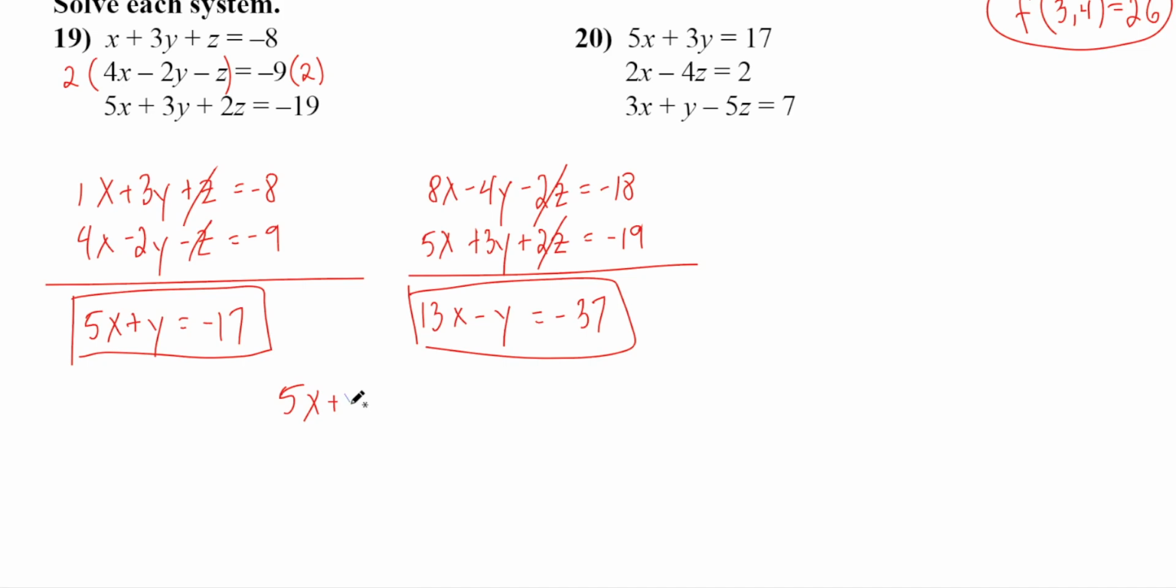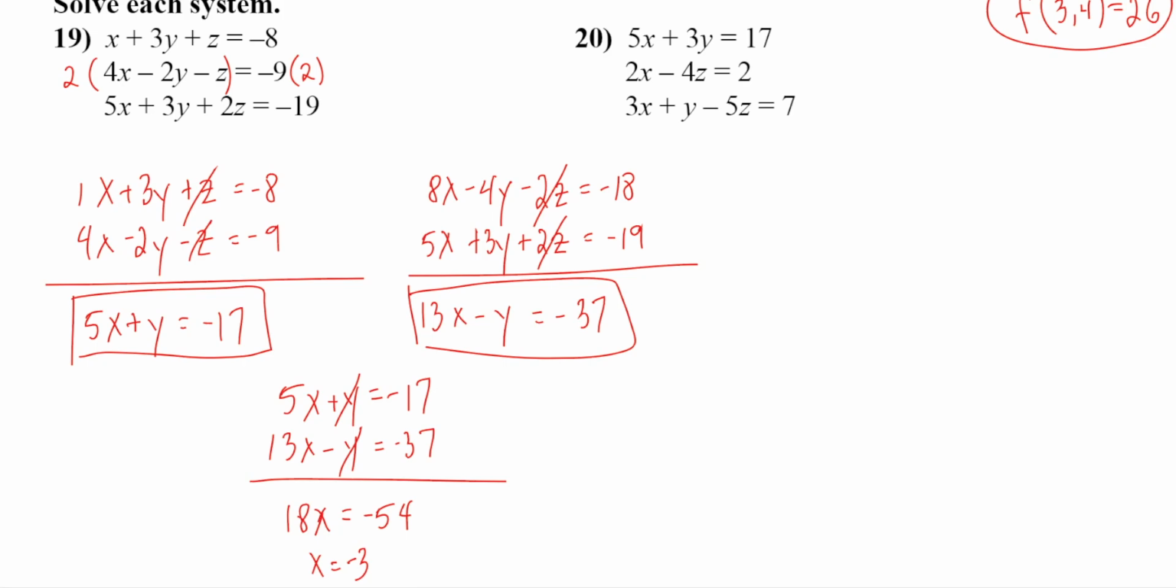5x plus y equals negative 17, and 13x minus y equals negative 37. So look, the y's eliminate right away. Then add up all the columns. I get 18x equals negative 54. Divide both sides by 18. Is that negative 3? Yep. So there's my first one.